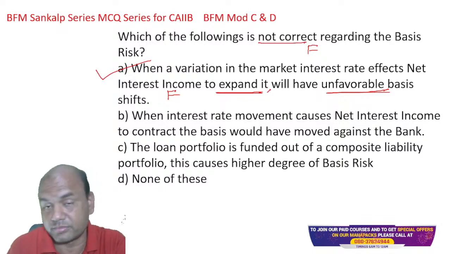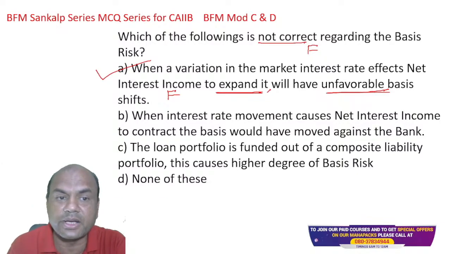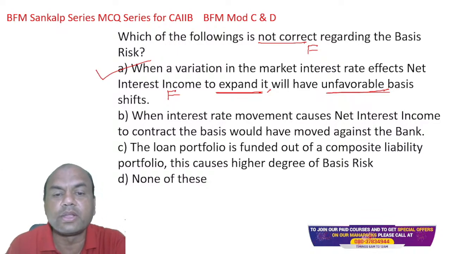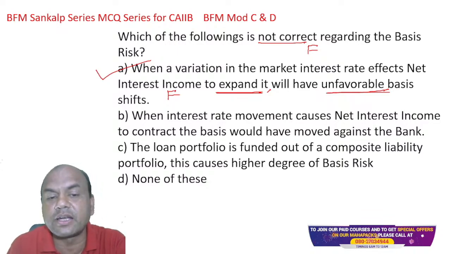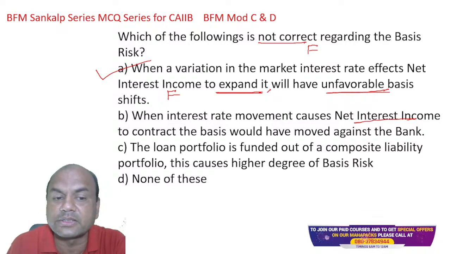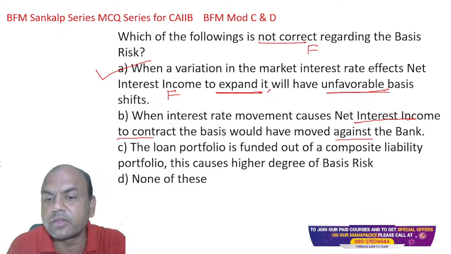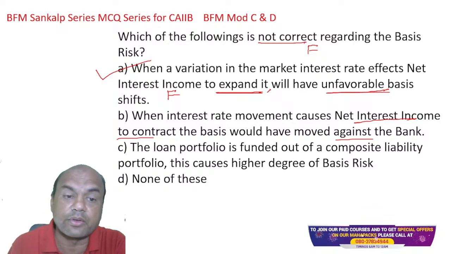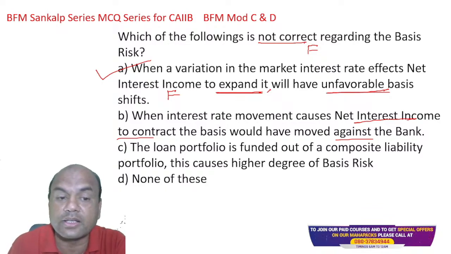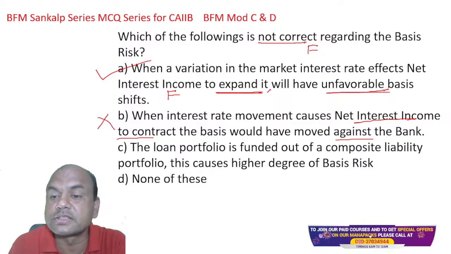But then also, today we'll do it. In the exam, don't do it. In the exam, just move on. When the interest rate movement causes net interest income to contract, the basis would be moved against the bank. Contract means it is against me, unfavorable to me, isn't it? So that's why B is true. So this is not the answer. We want false. This is true.